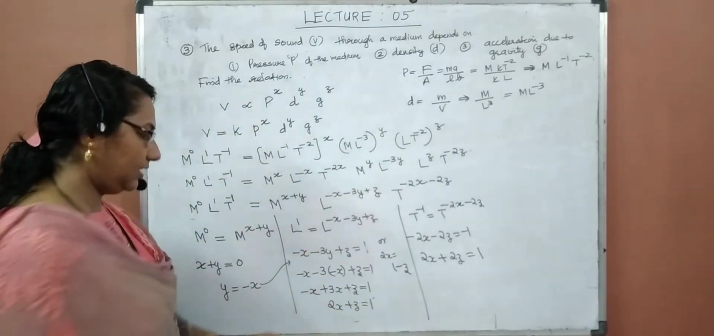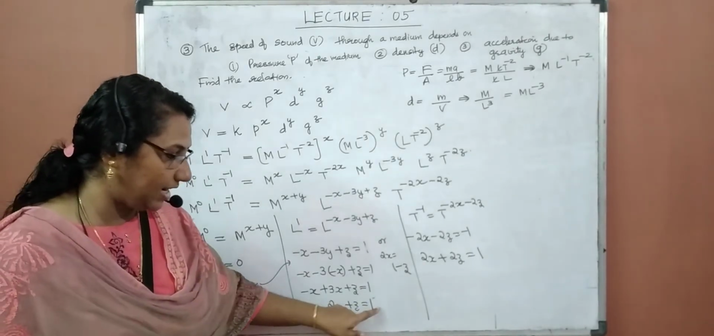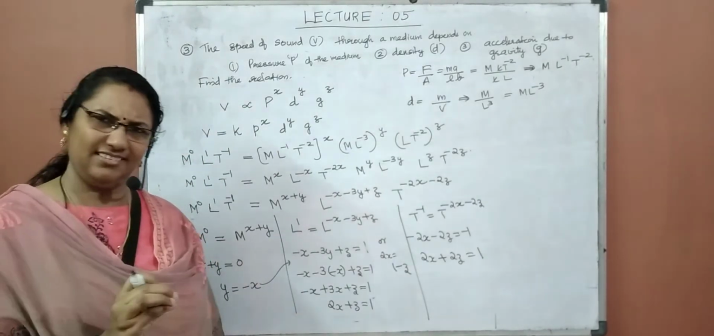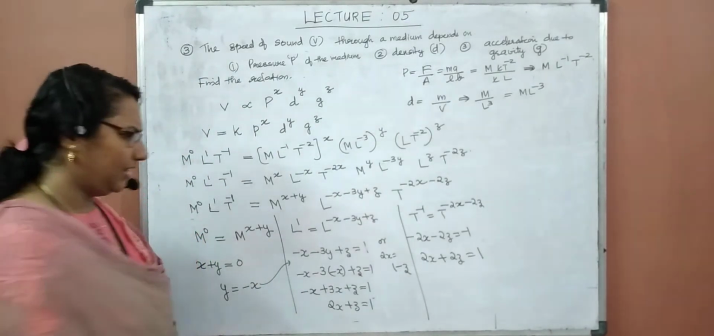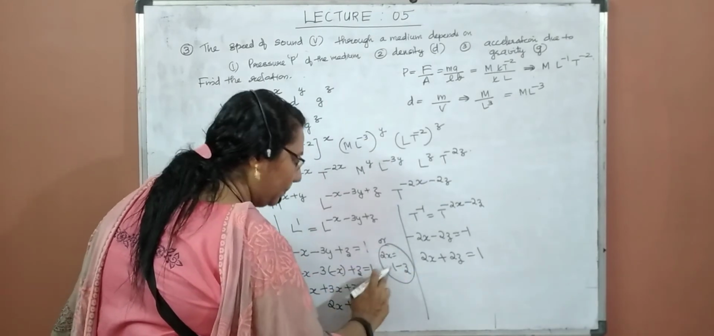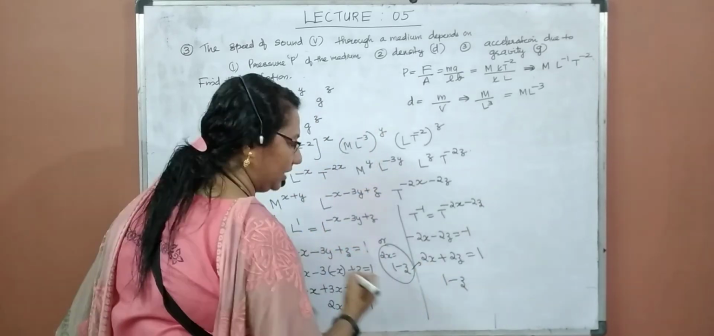Is it clear? 2x plus z is equal to 1. So 2x is equal to 1 minus z. Okay, is it clear? Just write it. Then it becomes perfect to you. So the value of 2x is 1 minus z. Put here 1 minus z into this equation.